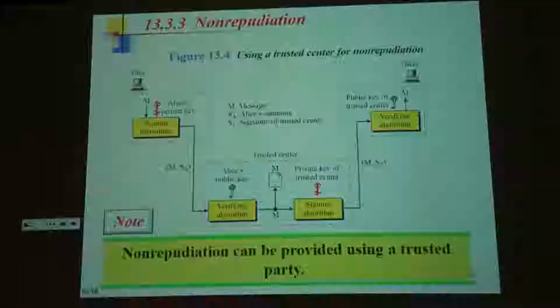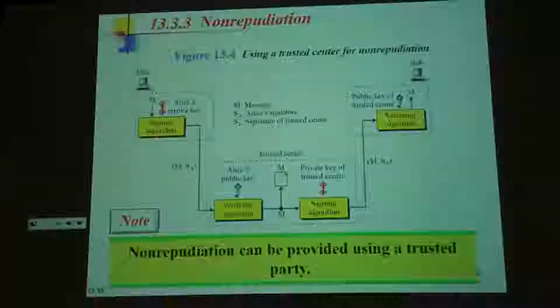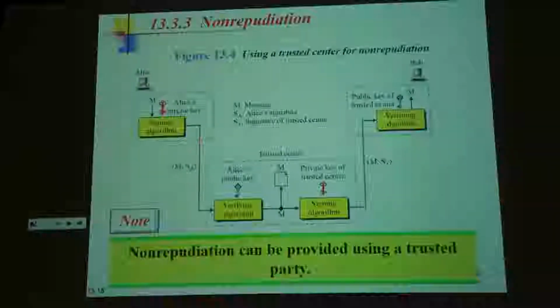Okay. So Alice has a message. We sign it with Alice's private key. Alright? So signing, the signature, signing algorithm. So what I will have is the message and the signature by Alice. Then it goes in here to the trusted center. So in here, in the trusted center, it will have the public key of Alice. So again, it will be verified. So who does the verification now? The trusted center.